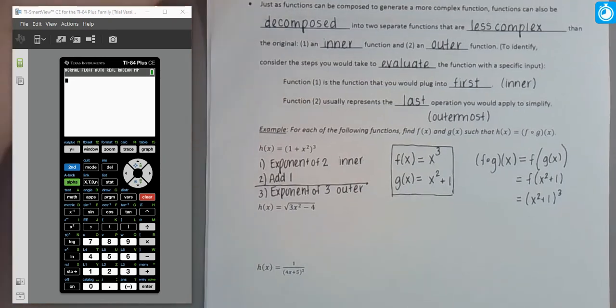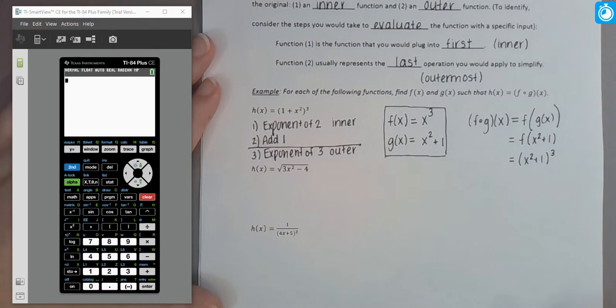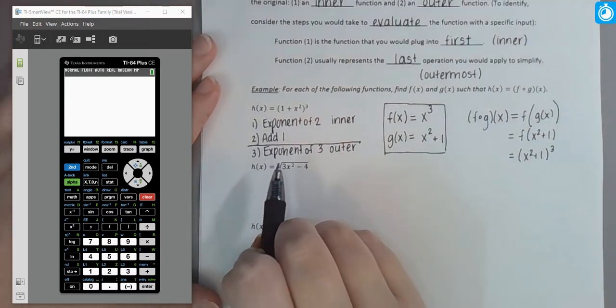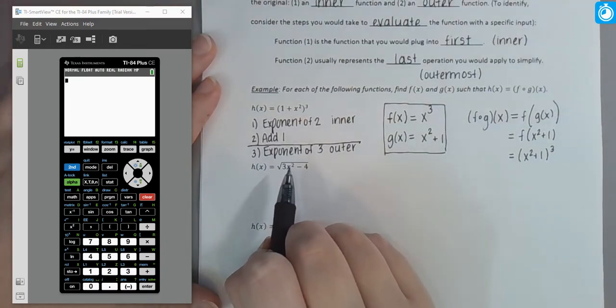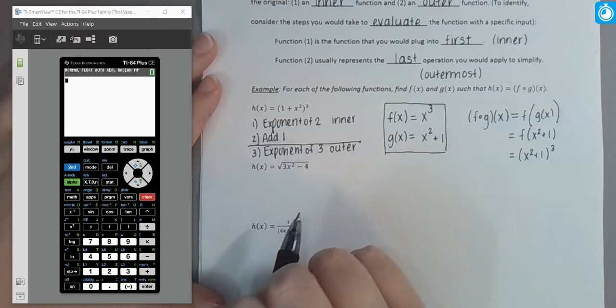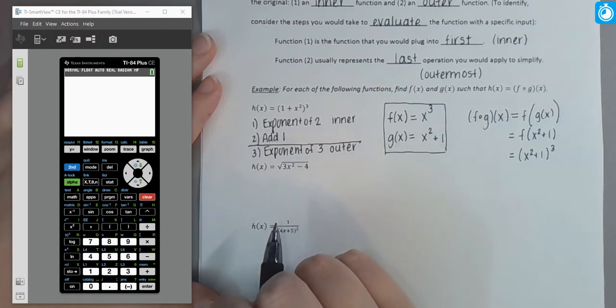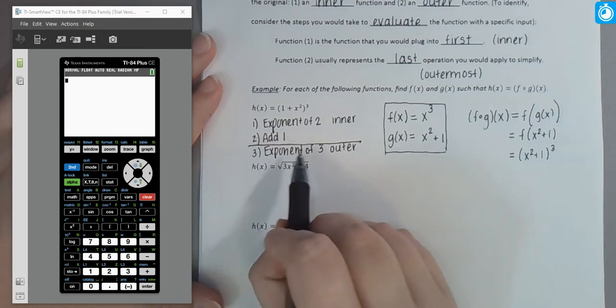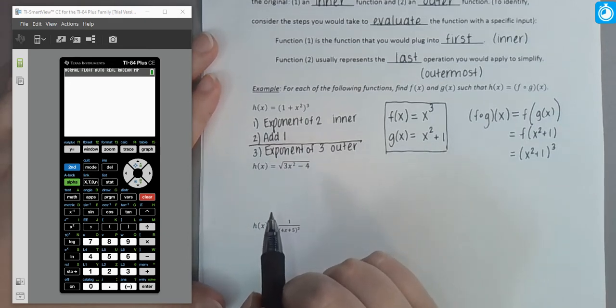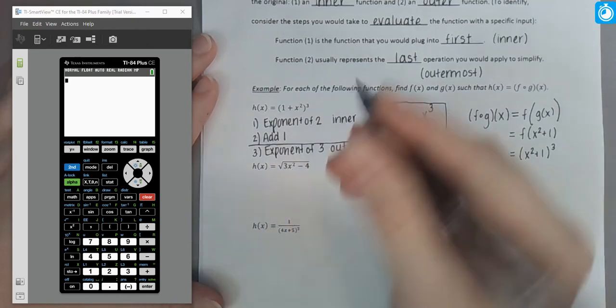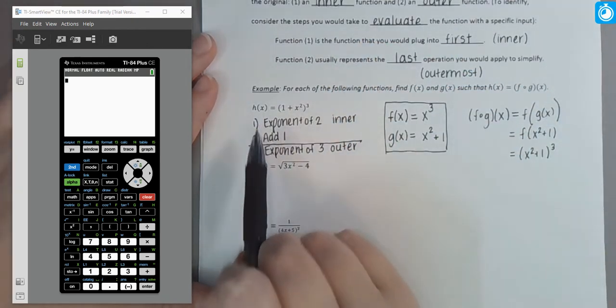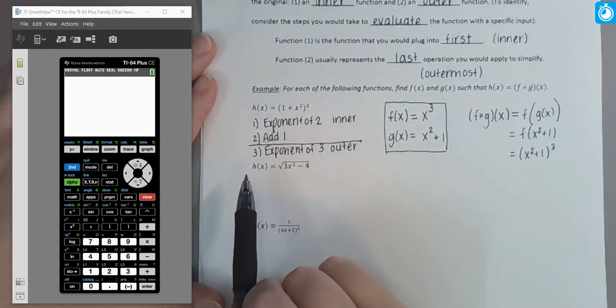Okay, let's try another one. Okay, in this case we have a square root of 3x squared minus 4. What's the inner? What's the outer? How do we layer it into two separate functions that could then be composed together to give us this more complex function? Let's see if we can do it maybe without making the list. Let's just go through it verbally.